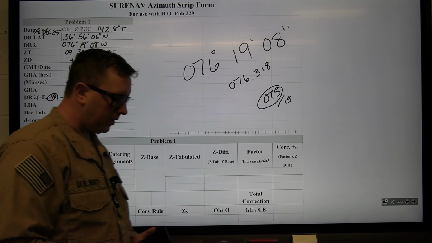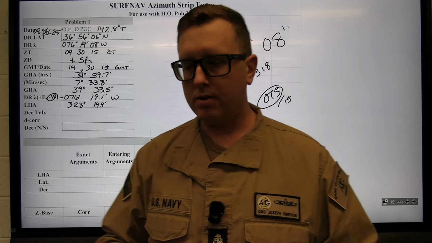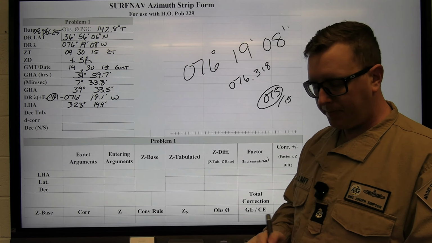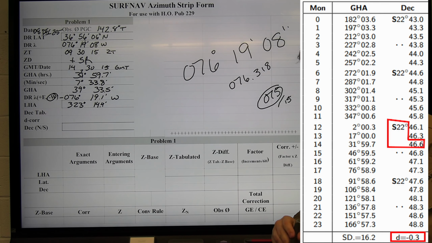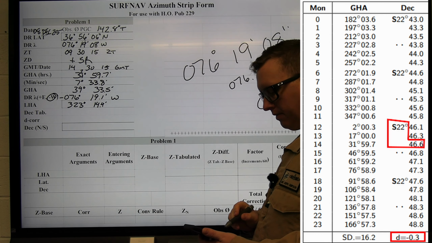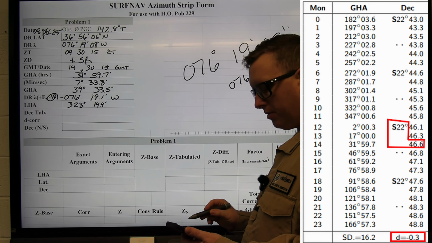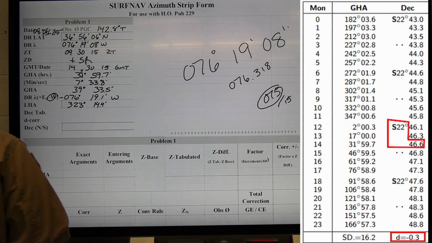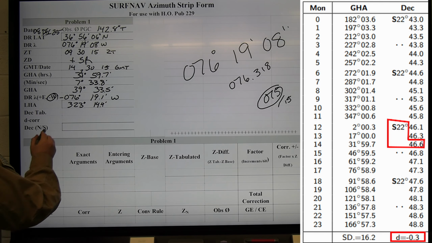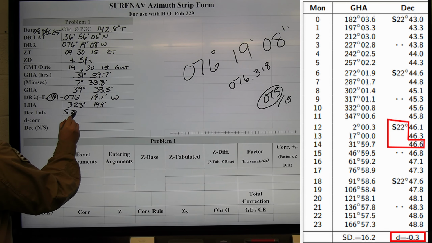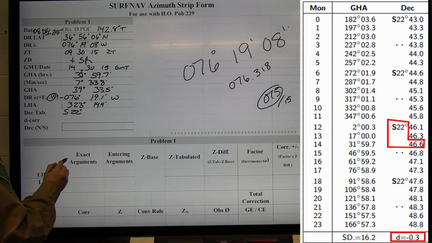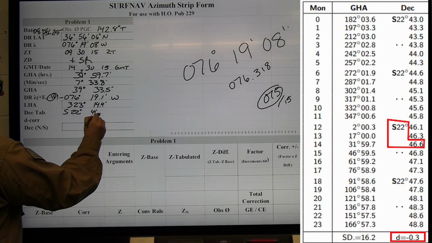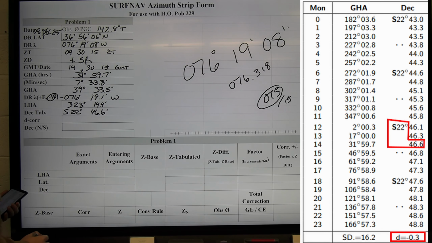Now, we are going to go back to the daily pages to get our declination. Where you found the 14th hour for GHA, you're going to keep going over a little bit. You'll see declination. For 14, it'll be south 22 degrees, 46.6 minutes.